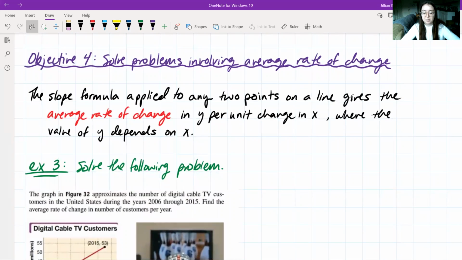Last objective here, we want to solve problems involving average rate of change. So the slope formula applied to any 2 points on a line gives the average rate of change in y per unit change in x, where the value of y depends on x. So a little bit of a confusing statement. Our average rate of change is actually just the applied way of saying slope. Average rate of change is just the slope. You find it the same way that you would find slope. We just call it the average rate of change when we want to give more of these applied problems.